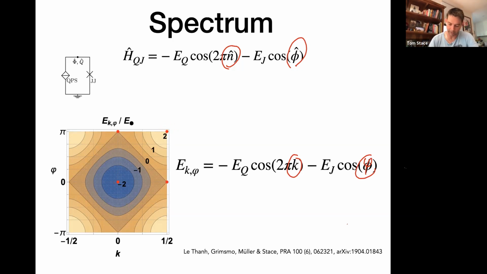And there are two other interesting points, which are these points here and here, which are saddle points. So the energy gets smaller going towards the middle, and it gets larger going up towards the corner for that saddle point, and the opposite case up here. So we have a spectrum which is characterized by these two quantum numbers k and phi.